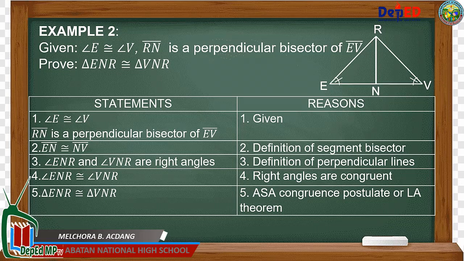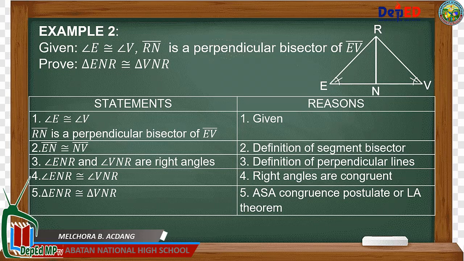Number 3. Angle ENR and angle VNR are right angles. The reason for that statement is definition of perpendicular lines, since perpendicular lines form right angles. Number 4. Angle ENR is congruent to angle VNR. The reason for that is right angles are congruent. Since all right angles measure 90 degrees, they are all congruent.